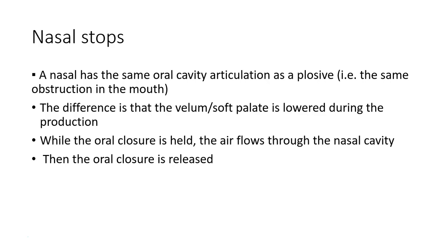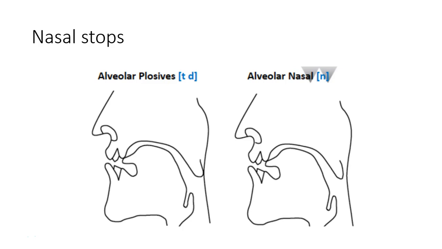Nasal stops then, like m. It has the same oral cavity articulation, so there's the same obstruction in the mouth, but the difference is that the velum is lowered this time during production. Okay, while the oral closure is held, the air goes through the nasal cavity, then the oral closure is released. So this time, with n, for example, n, we've opened the nose, and it looks like this. So you can see it looks slightly different. If you look towards the back on the right-hand side of both the figures, you can see the constriction in the left hand, but not in the right hand at the back.